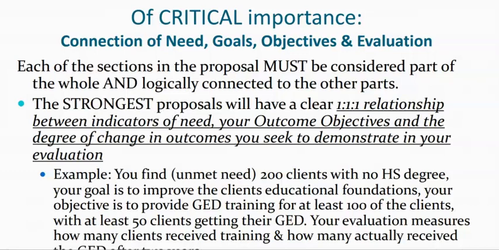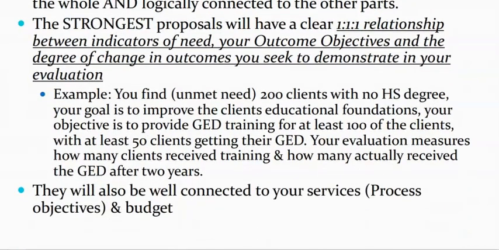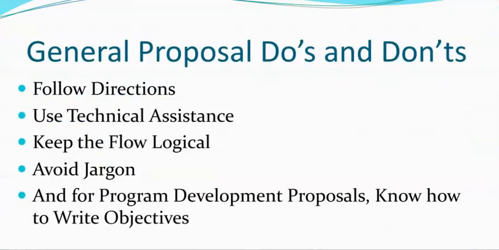Each of the sections in this proposal must be considered part of the whole and logically connected together. The strongest proposals will have a clear one-to-one-to-one relationship between indicators of need, your outcome objectives, and the degree of change in outcomes you seek to demonstrate in your evaluation. They will also be connected to your services and your budget.